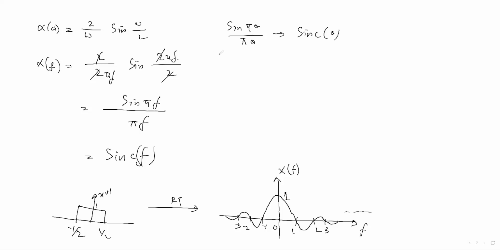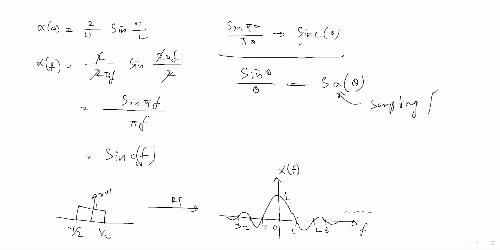One thing you should know: if there is pi, then the sinc function has come. If it is sine theta by theta, then another function name, can you say, is the sampling function. Sa of theta, the sampling function. Sa means sampling function. That also you should know, it will be required in this chapter. What is the sampling function? If sine theta by theta is there, with no pi term, then we can say that is the sampling function.